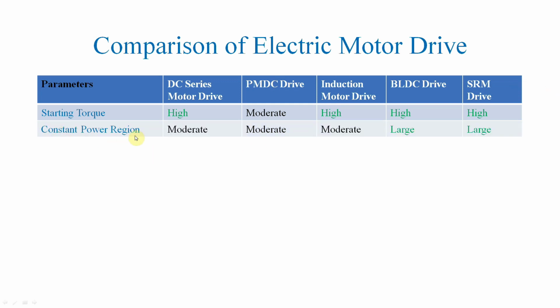If we consider the constant power region, as we discussed, we require a higher constant power region. It is moderate for the DC series motor drive and PMDC motor drive, and the induction motor drive has some limitation, but we can extend the constant power region in the BLDC drive and SRM drive much more easily compared to other motors. So here you can see the green: a large constant power region can be attained with the BLDC and SRM drive.